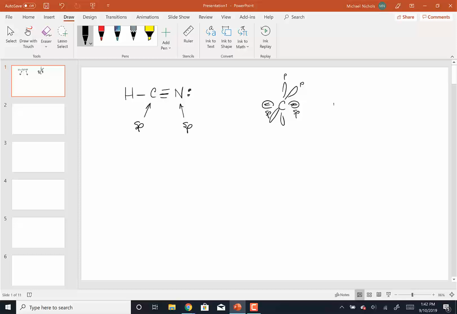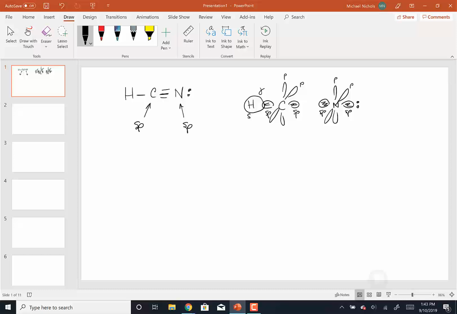And for the nitrogen, I'm going to draw the same thing. I'm going to have two sp hybrid orbitals, and then a p orbital and a second p orbital. Okay. So as I'm looking at this structure, I'm going to have a hydrogen over here that's going to overlap to form the sp sigma bond. And for the nitrogen, the lone pair is going to be in the sp hybrid orbital.